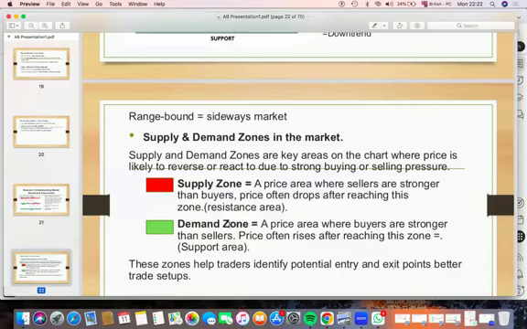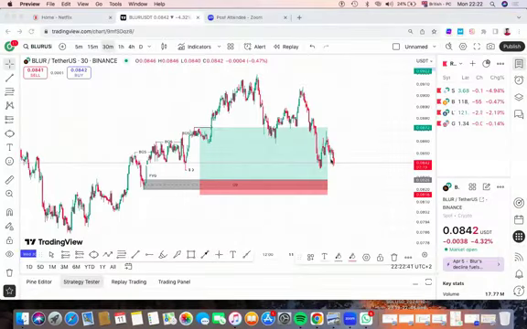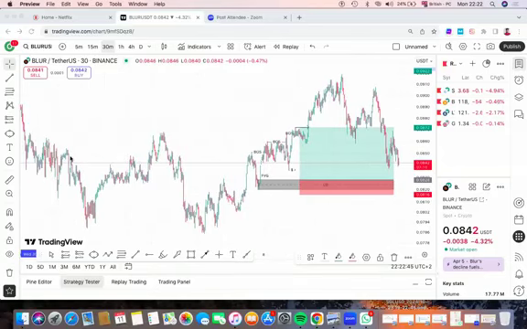And if you are shorting the market, your demand zone will always be at your previous higher lows. So Mr. George, I believe you understand the explanation. Yes.